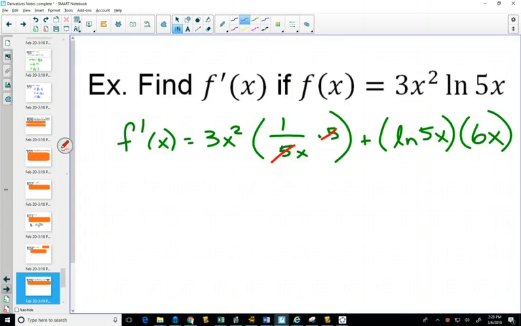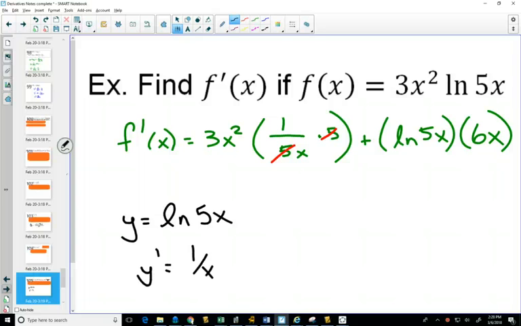So why is it that the derivative of natural log of 5x is 1 over x? Why is that no different than the derivative of natural log of x? Why did it become the same? Can you explain to me why that is exactly the same?